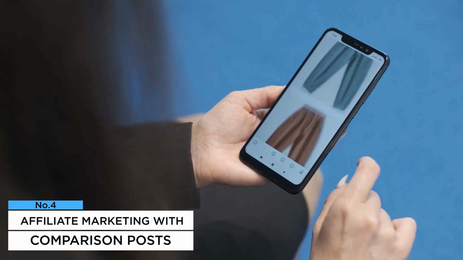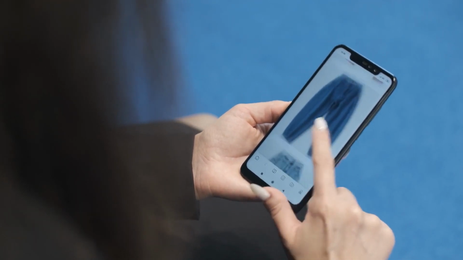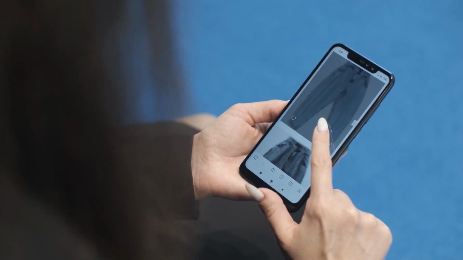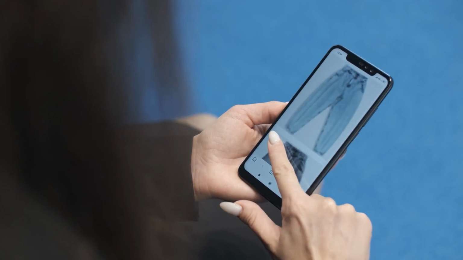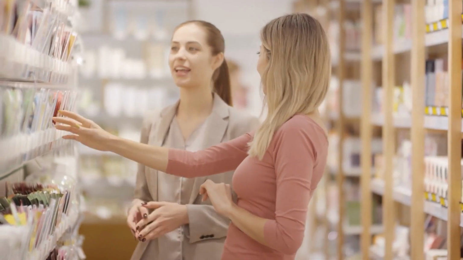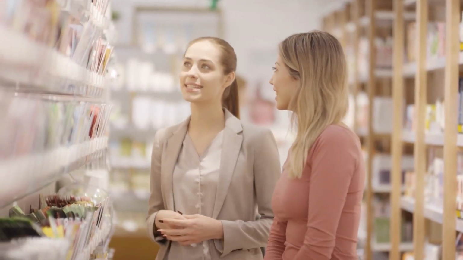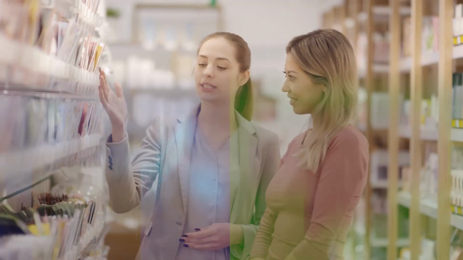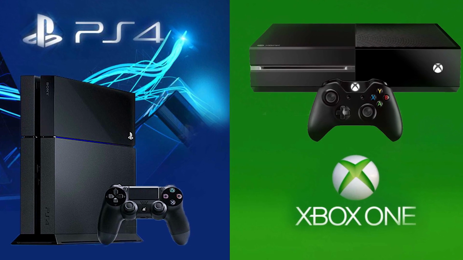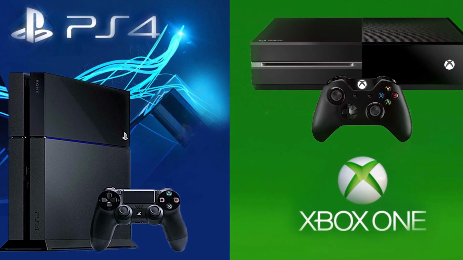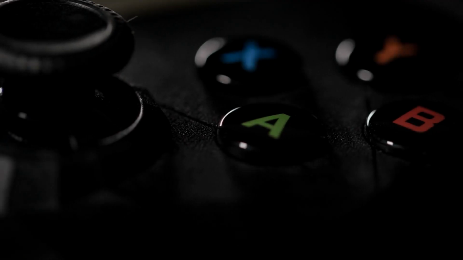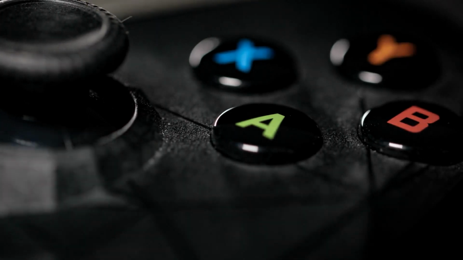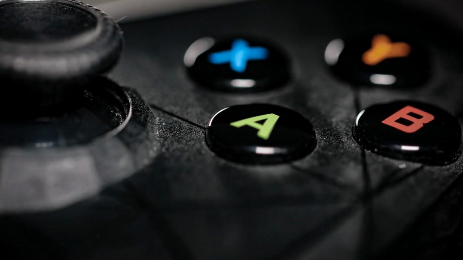4. Affiliate marketing with comparison posts. These can be a very effective strategy for increasing affiliate sales. It works well when there are two products that are very similar and people are considering one of them. A good example would be to compare the PlayStation 4 and the Xbox One. If people are looking for a new game console, it will most likely be one of the two.